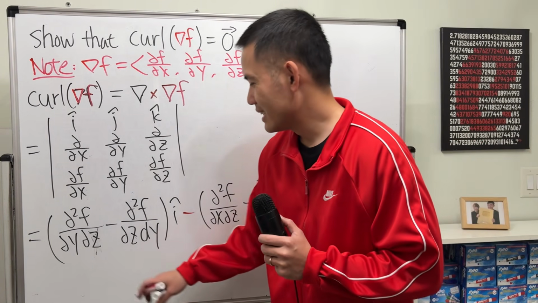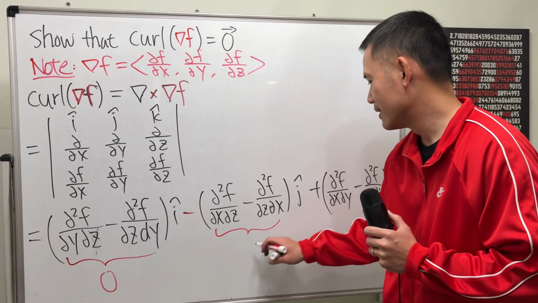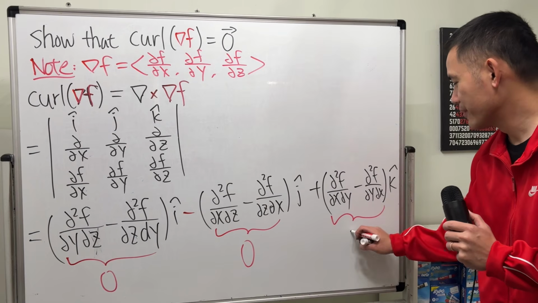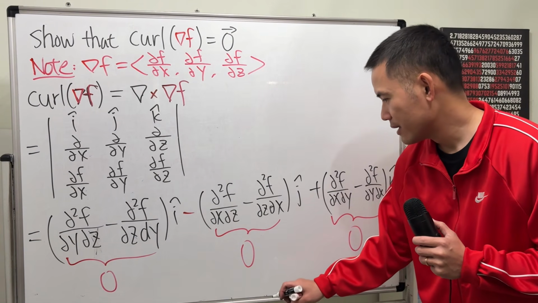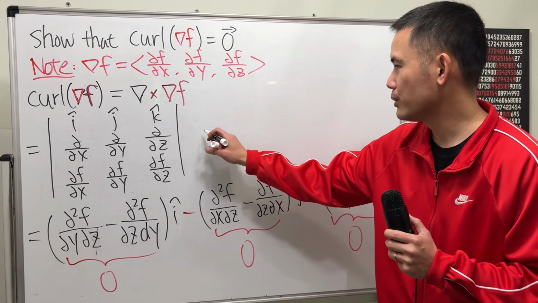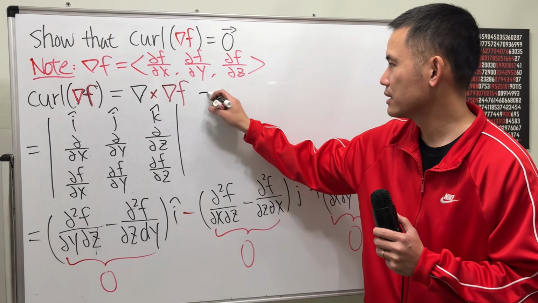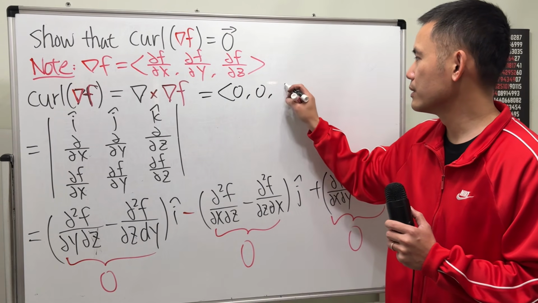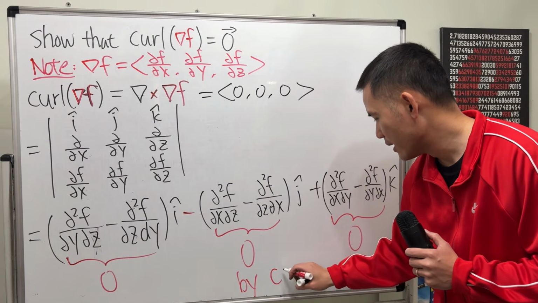Okay, guess what? This right here, 0. This right here, 0. This right here, 0. By Clairaut's theorem. So I'll just say, at the end, this right here is equal to our zero vector, which I will just write as 0, 0, 0. And now I will just say, by Clairaut.